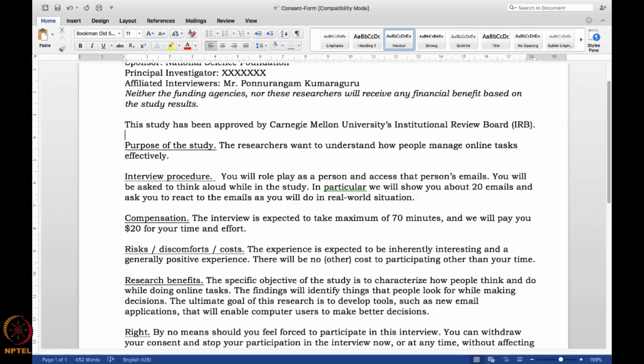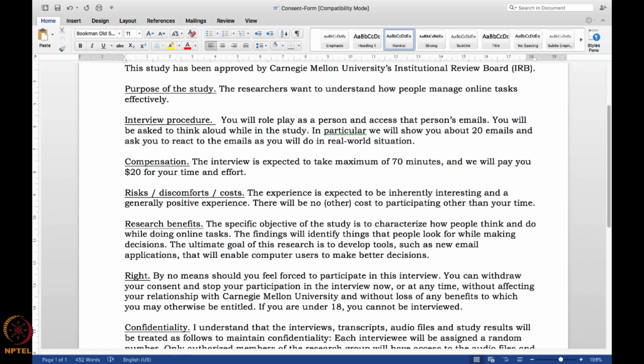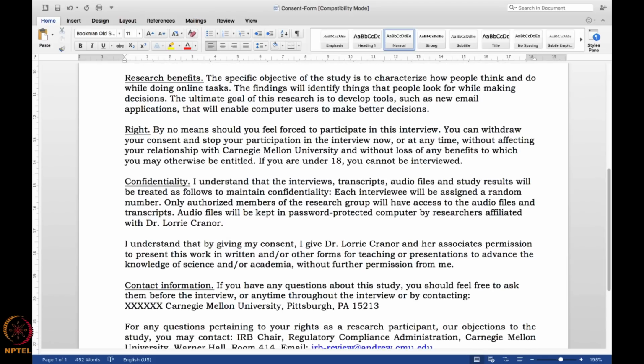Risks or discomforts: the experience is expected to be inherently interesting and a generally positive experience. There will be no cost to participating other than your time. Research benefits: the specific objective of the study is to characterize how people think and act while doing online tasks. And benefits: the findings will identify things that people look for while making decisions. The ultimate goal of this research is to develop tools. Again, it's text from the proposal, right?